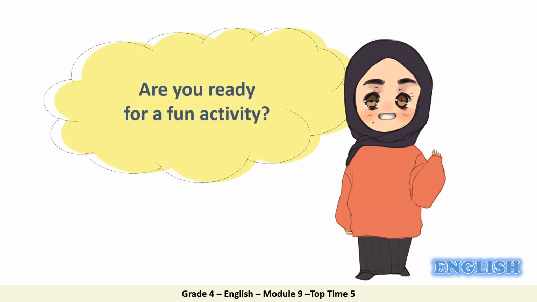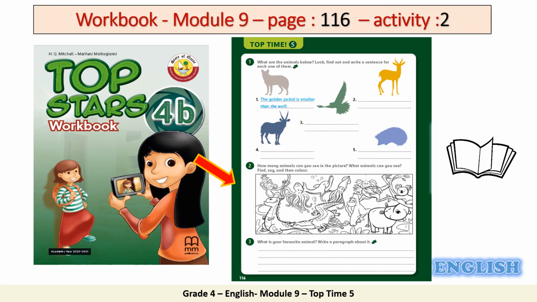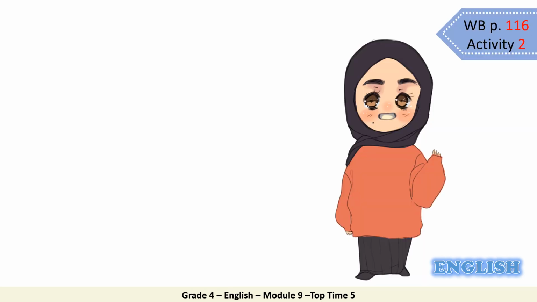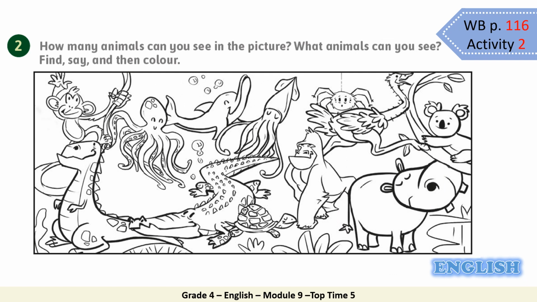It's time to do some fun activity. Open your workbook on page 116 and pay attention to the picture in activity number 2. Ocean or jungle or forest animals. Which type of animals are they? It's a picture puzzle time. Let's go. How many animals can you see in the picture? What animals can you see? Find, say, and then color.